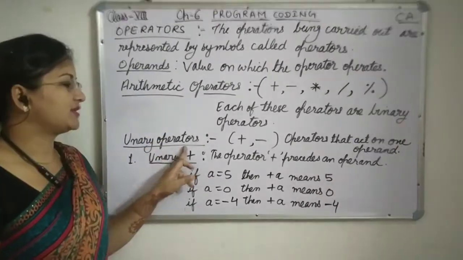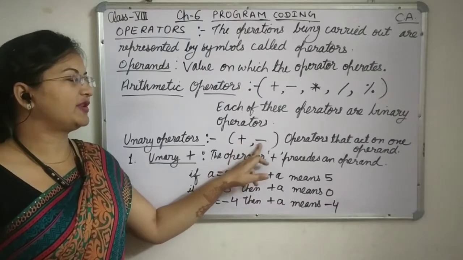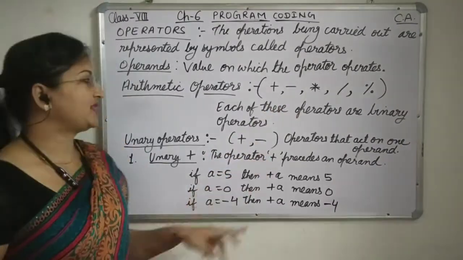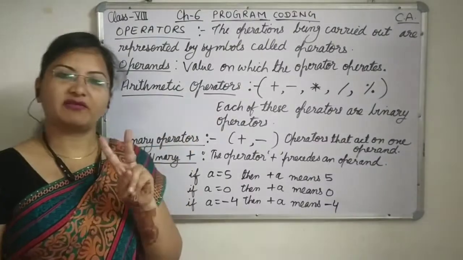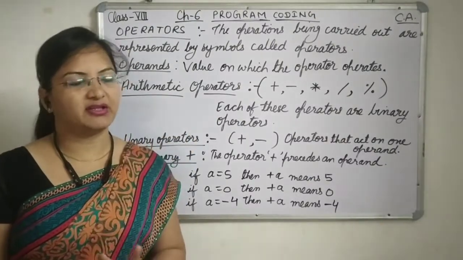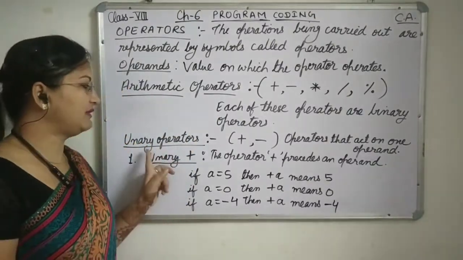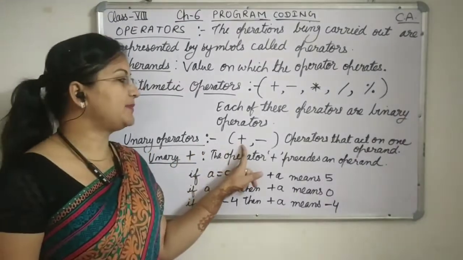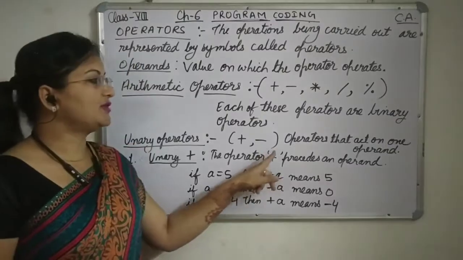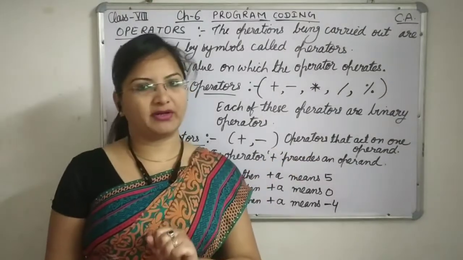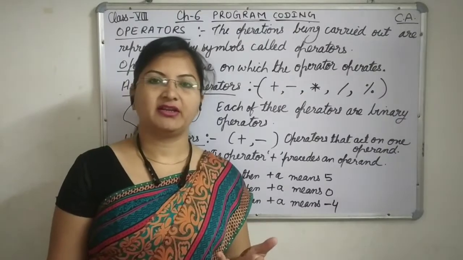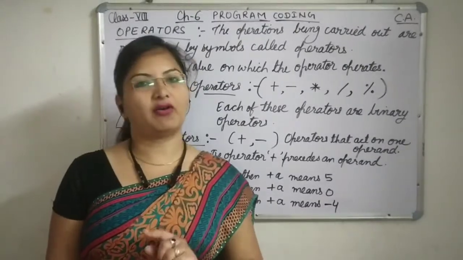Unary operators. So first of all students, I have already told you these 2 are unary operators also. See, arithmetic operators are of 2 types, binary operators and unary operators. Okay, so first of all we will study unary operators. Unary operators are plus and minus. These operators act on one operand only, either plus 5 or minus 7. Okay, it applies on only one operand.